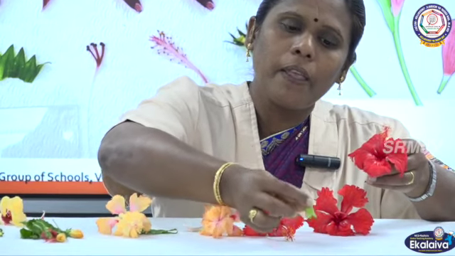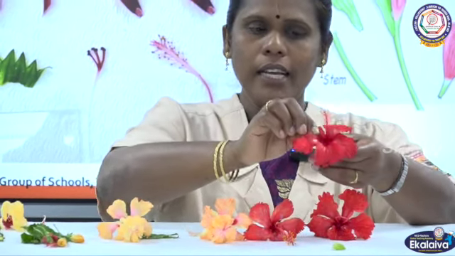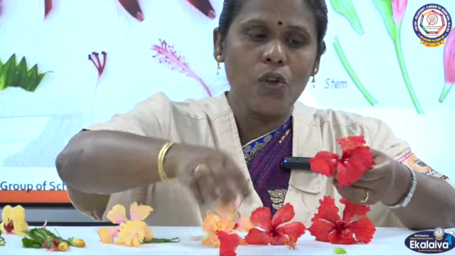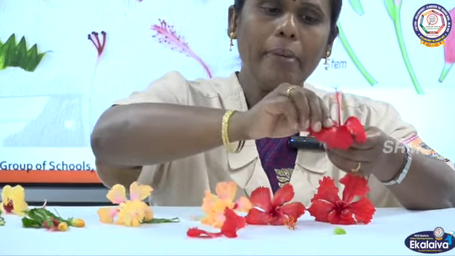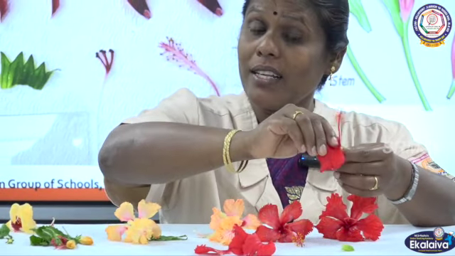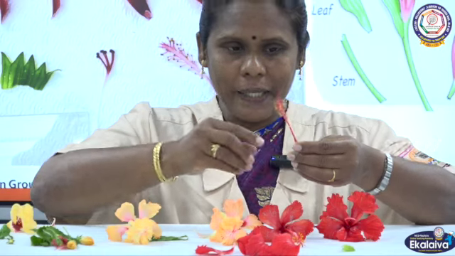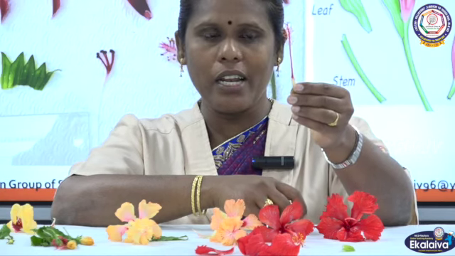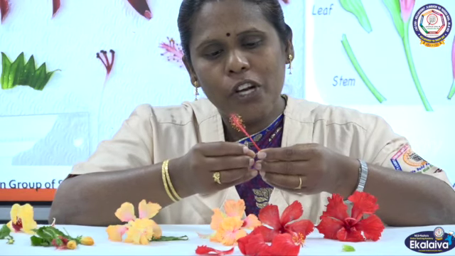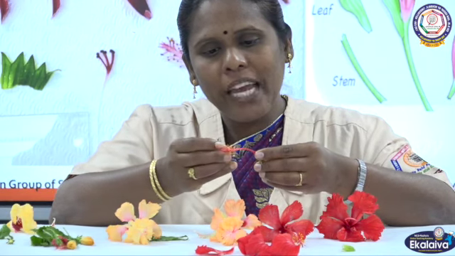See, this is the sepals of the hibiscus flower. Then here there are 5 petals. See, these are the petals. Petals, what did I say? Petals are colored. They attract insects for pollination, right? Then you see here the male and female parts present in the hibiscus flower. Now I am going to take the male part.